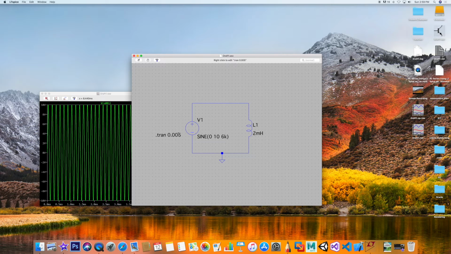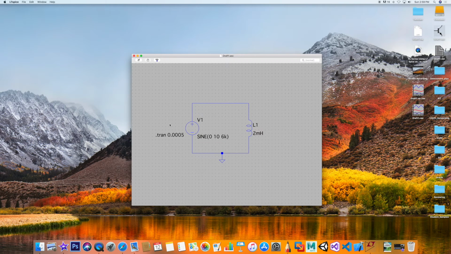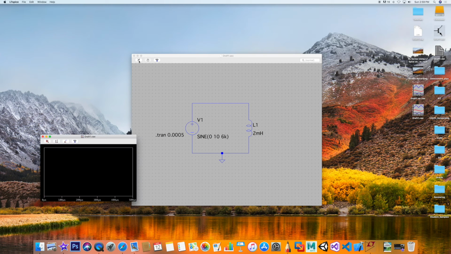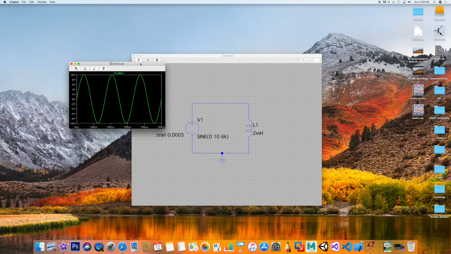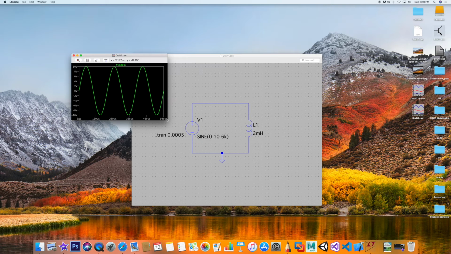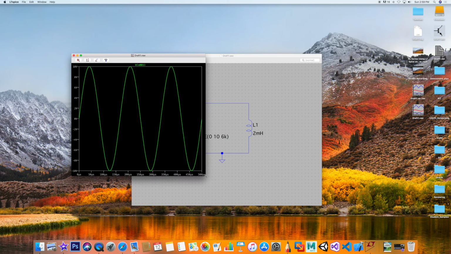I think we need to go even further down for the transient analysis. Let's go one more 0. I wouldn't be surprised if I go even further down. Let's do the transient analysis again. Run it. Here's my probe. That should work right there. Okay, so I've got a couple cycles going on in here.